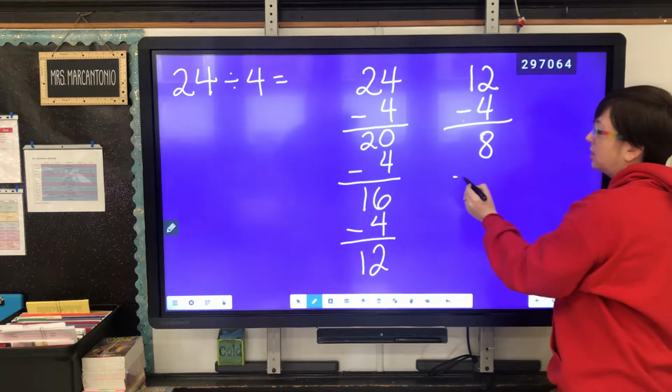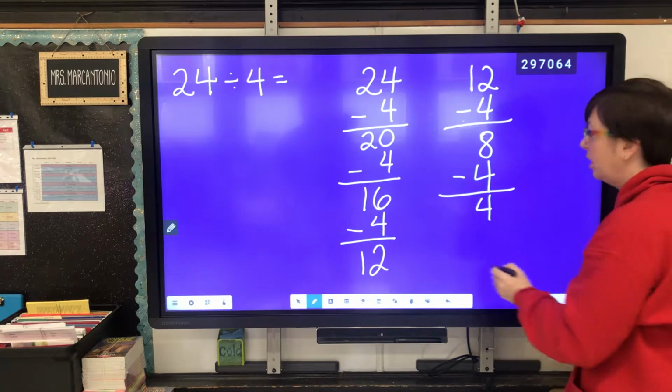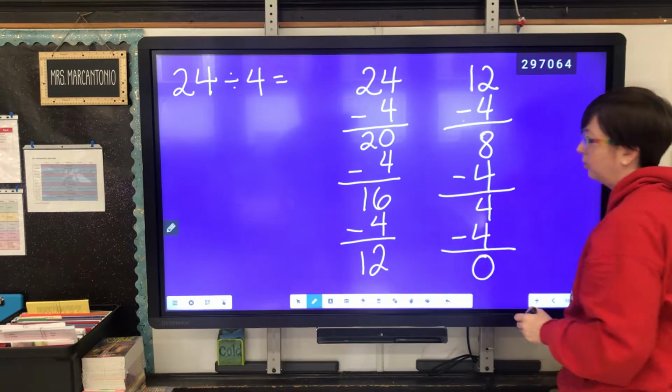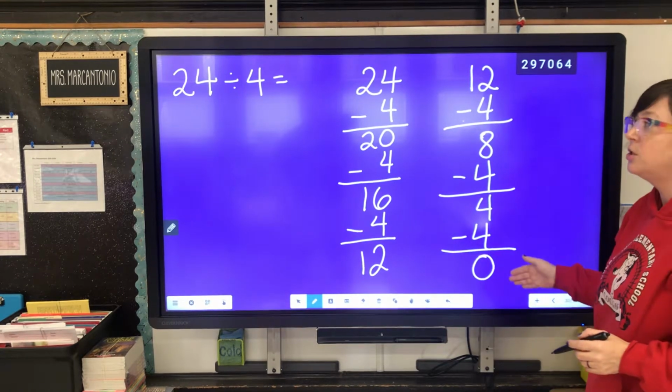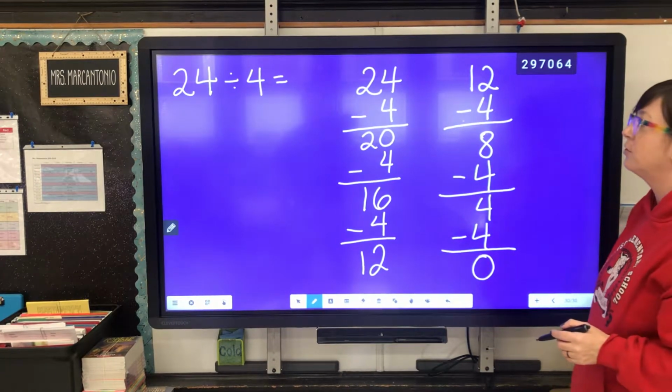If I take away another group of 4, that would leave me with 4. And then that final group of 4 that I take away will bring me to 0. So I've done all the math that I need to get from 24 down to 0. I've split that up into groups of 4.